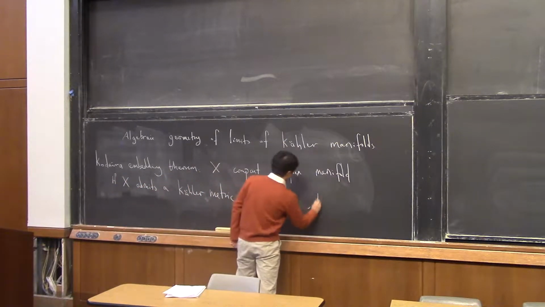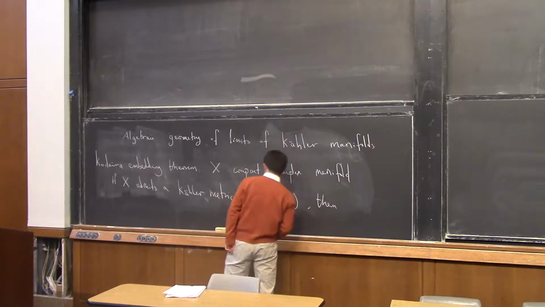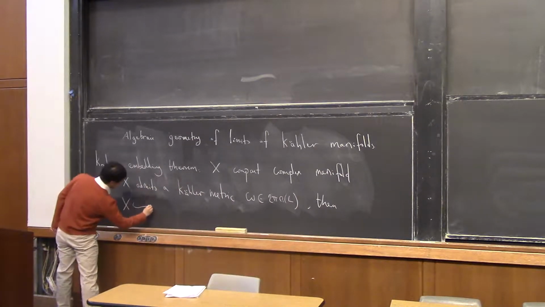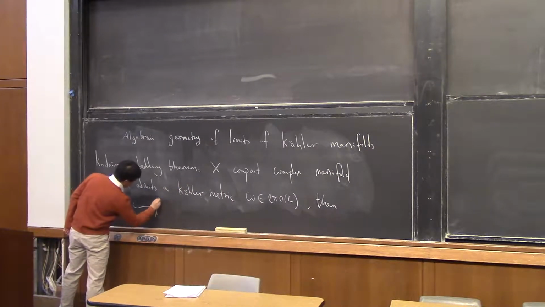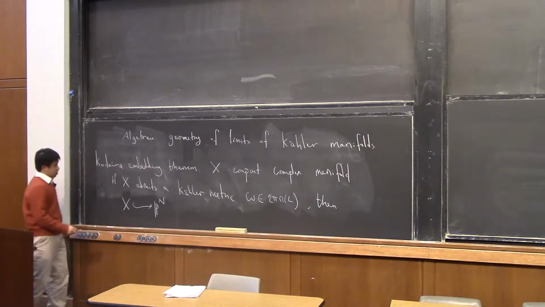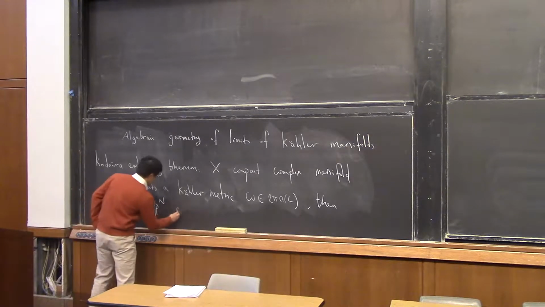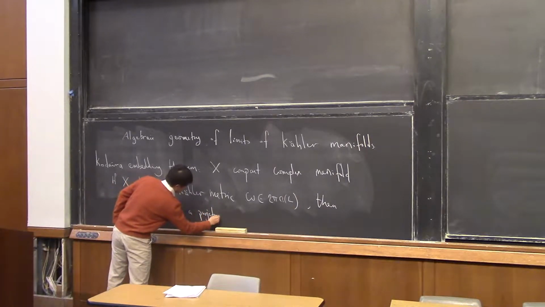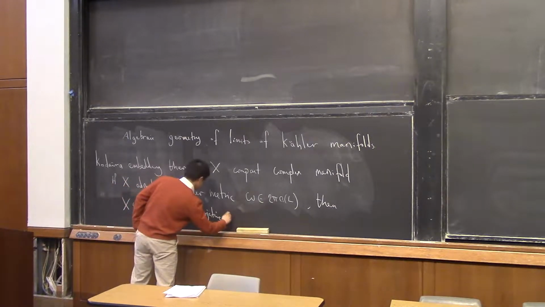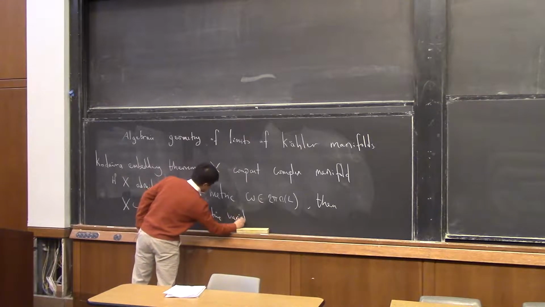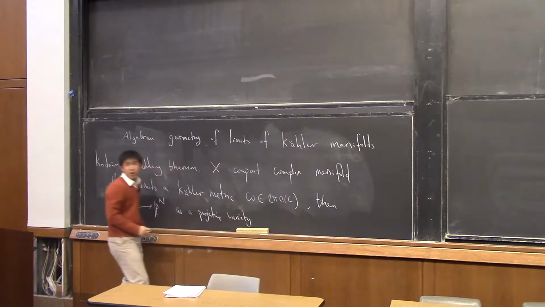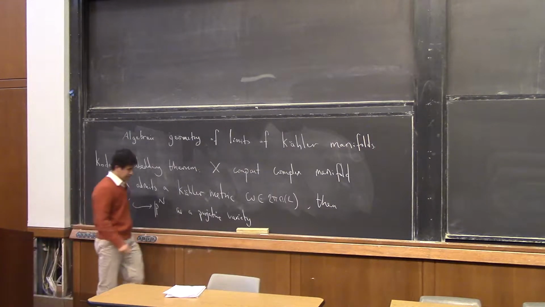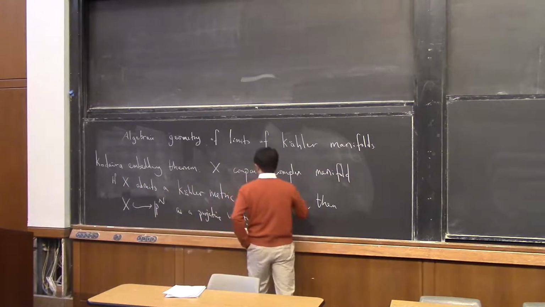then X embeds into some projective space as a projective submanifold. Projective variety. So by Chow's theorem, it's defined by a set of polynomial equations. And the converse is also true.